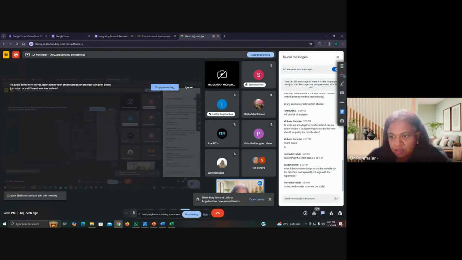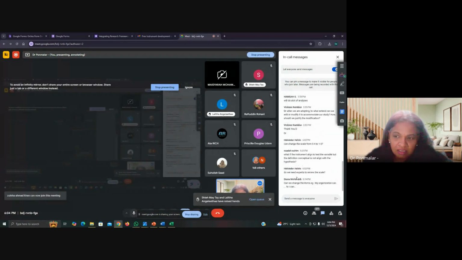What if the instrument is aligned to test the variable, but the conceptual definition is not aligned with the hypothesis? You need to work on the definition. Your definition, your variable, and your hypothesis all must be aligned together.